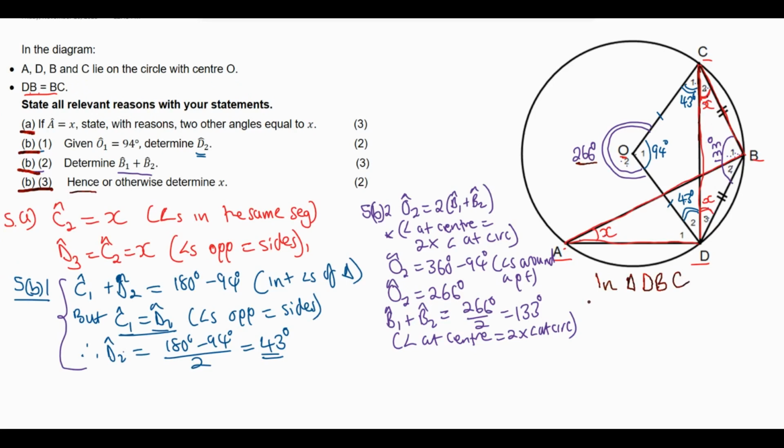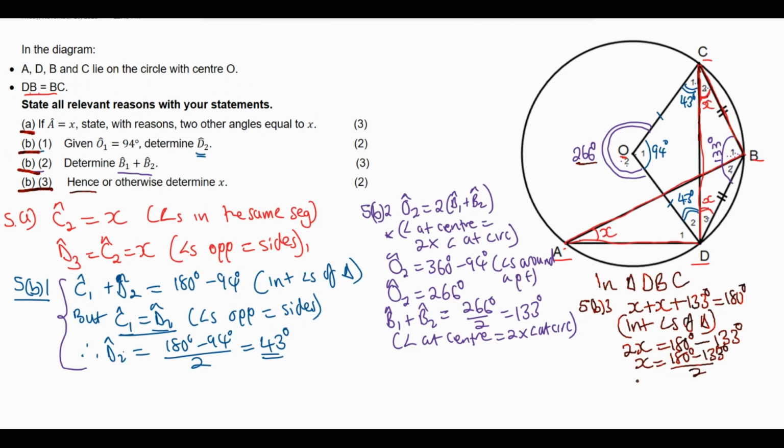So we can say x plus x plus 133 degrees, that is in triangle DBC, is equal to 180 degrees. And then these are interior angles of a triangle, right? And then this is like 2x is equal to 180 degrees minus 133 degrees. Then x is equal to 180 degrees minus 133 degrees, divided by 2. Then x is equal to 23.5 degrees. Done.